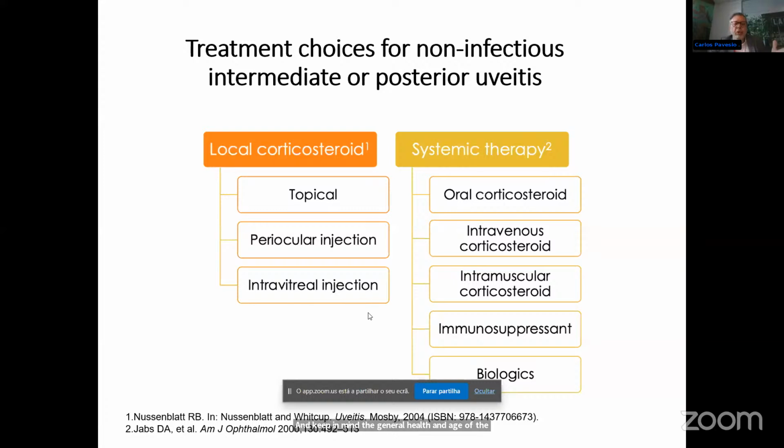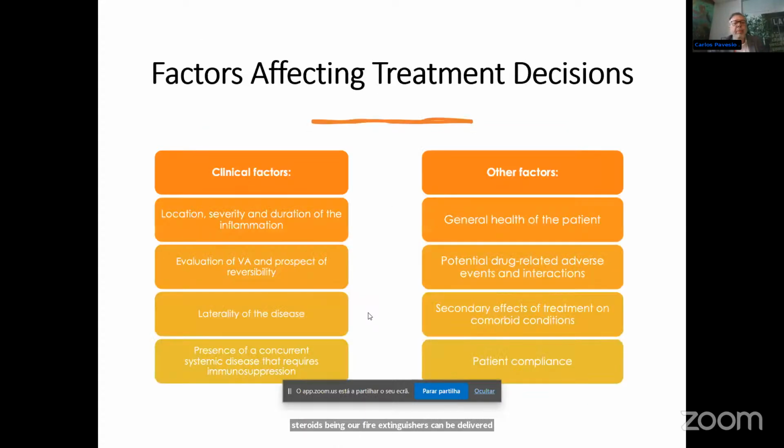So the options we have for local therapy: topical just for anterior disease, but the periocular injections have been largely abandoned in favor of intravitreal injections. I think periocular has a role mainly in patients who are aphakic these days. And systemic therapy, with steroids being our fire extinguishers, can be delivered in different ways, and then immunosuppressants and biologics.